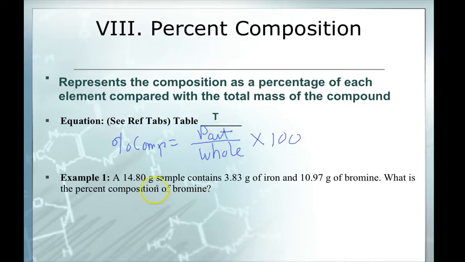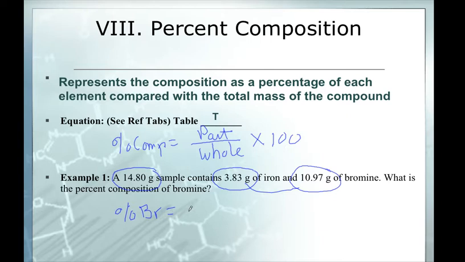So here's one way of doing it. Let's say we have a sample of this compound. The entire sample has a mass of 14.8 grams. Out of that 14.8, 3.8 grams of it is iron, and 10.97 grams is bromine. If you take these two and you add them up, they're going to come out to that. So the question says, what is the percent of bromine?